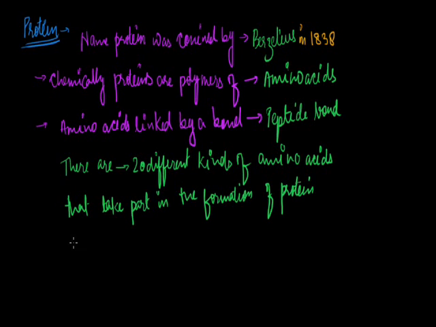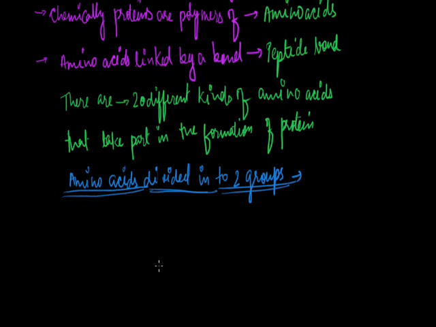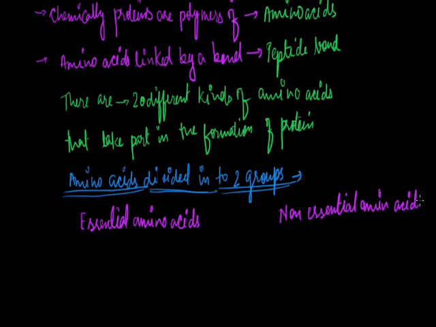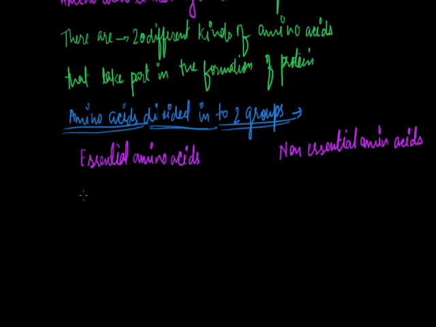Now the 20 amino acids are further divided into two groups, and they are essential amino acids and non-essential amino acids. Essential amino acids are those amino acids that are not synthesized in the human body and are obtained from food, so they are called essential amino acids. It means they are not formed inside the body, and we have to obtain them from external sources like food.